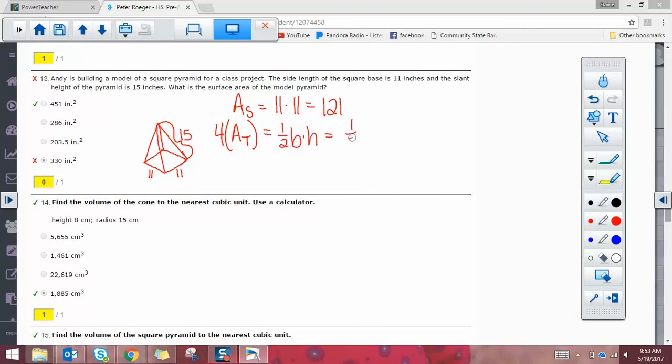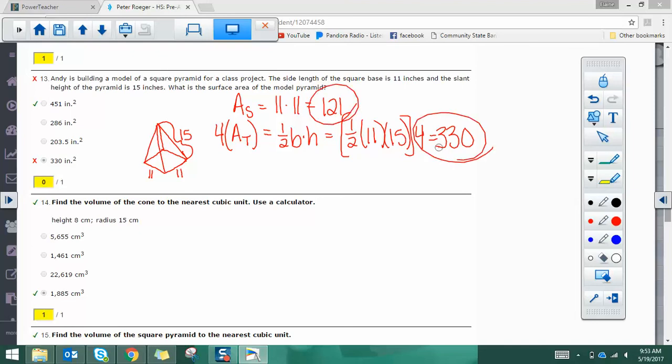So we're going to do 1/2 times 11 times 15. And then at the very end, we're going to multiply it all by 4 because there are 4 of those faces. So it's 0.5 times 11 times 15 is 82.5. Now we multiply it by 4 and we get 330, which is the answer you selected. So what you forgot was that there's also the square base that needs to be added in. So 330 plus 121 is 451.